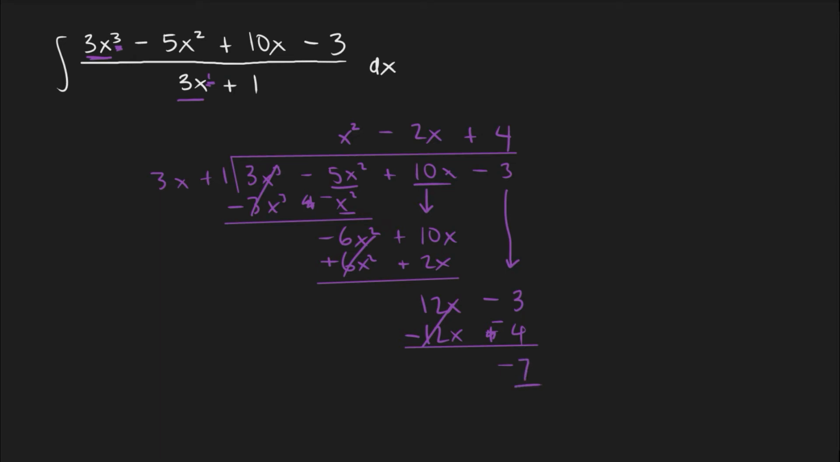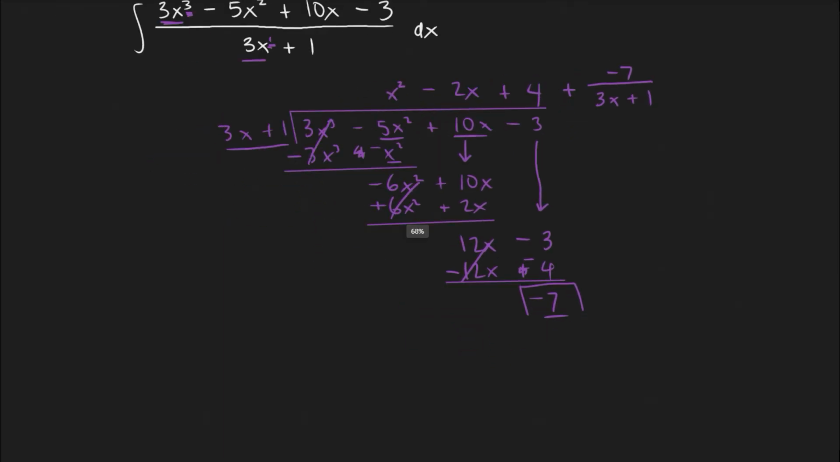So here's our remainder, and this is actually going to be the numerator for our remainder. So I'm going to add another plus over here, then write our remainder that we have, so negative 7, and then put that over our 3x plus 1. And this is going to be the term for our remainder. So what I've done is essentially just divided this term by this polynomial. So now we have something that we can actually integrate.